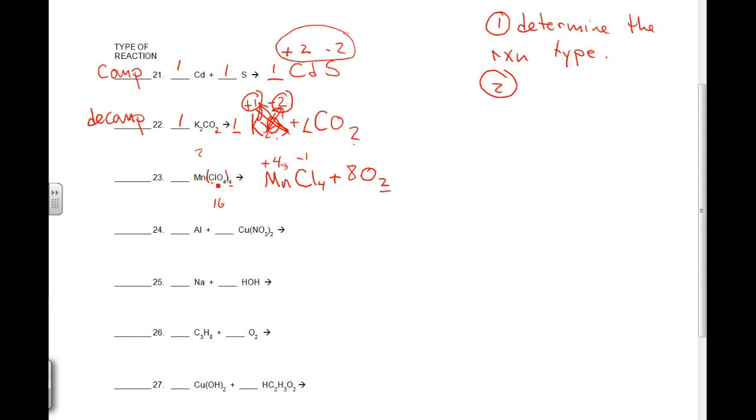This 4 also meant there was 4 chlorines. I have 4 chlorines. Remember, this 4 does not go to Mn. Alright? It only is for the things in the parentheses. So I have 4, I have 4, I have 1, I have 1. I have 1, 1, 8, and I'm done.